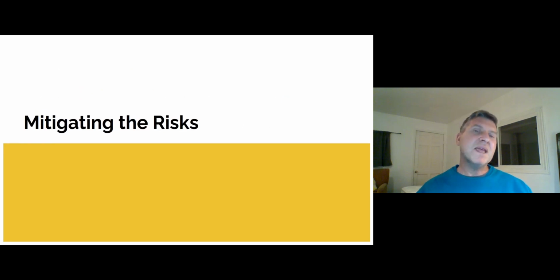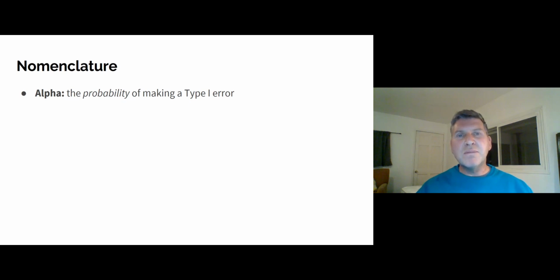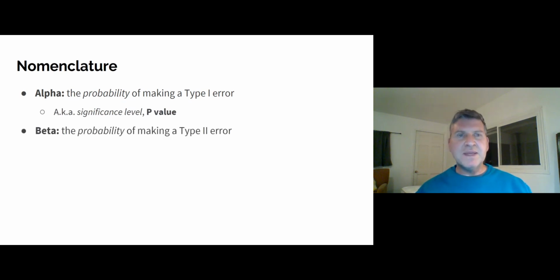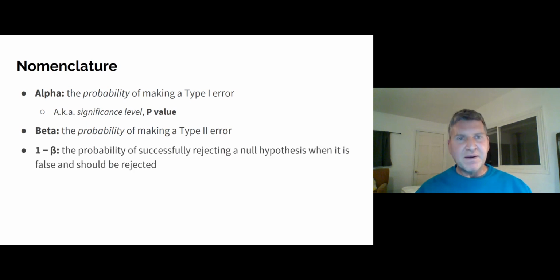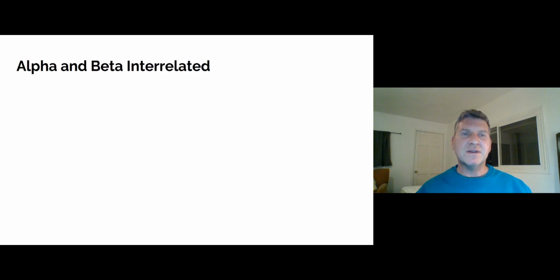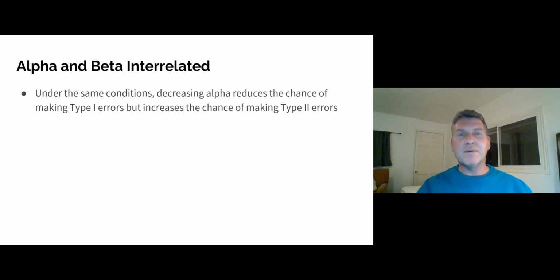So how might we mitigate the risks of these types of assessments? Let's talk about some nomenclature first. Alpha is the probability of making a type 1 error. So this would be the significance level of the p-value. Remember that 0.05? What that means is the 0.05 refers to the 5 in 100 chance of making a type 1 error. Beta is the probability of making a type 2 error. So we say 1 minus beta is the probability of successfully rejecting a null hypothesis when it's false and should be rejected.